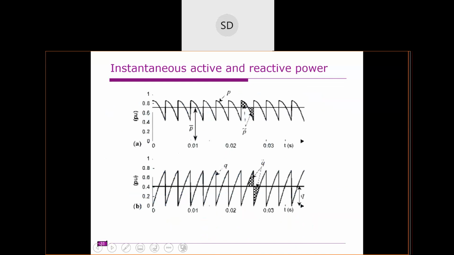This power consists of various components, that is DC component and AC component. DC components are mainly due to the fundamental current, and AC components, that is the ripple components, are due to harmonics. So this is the DC, due to the fundamental, and these are due to harmonics. Similarly here, this is due to the fundamental and this is due to harmonics.